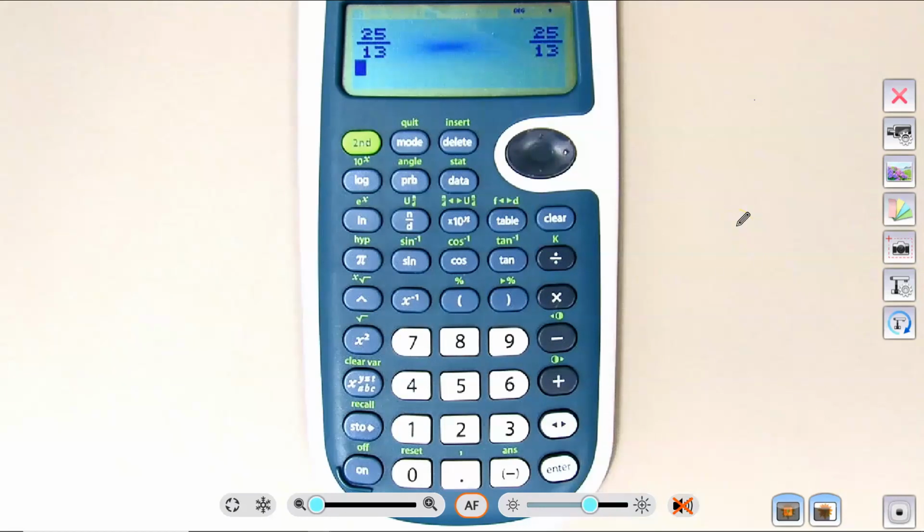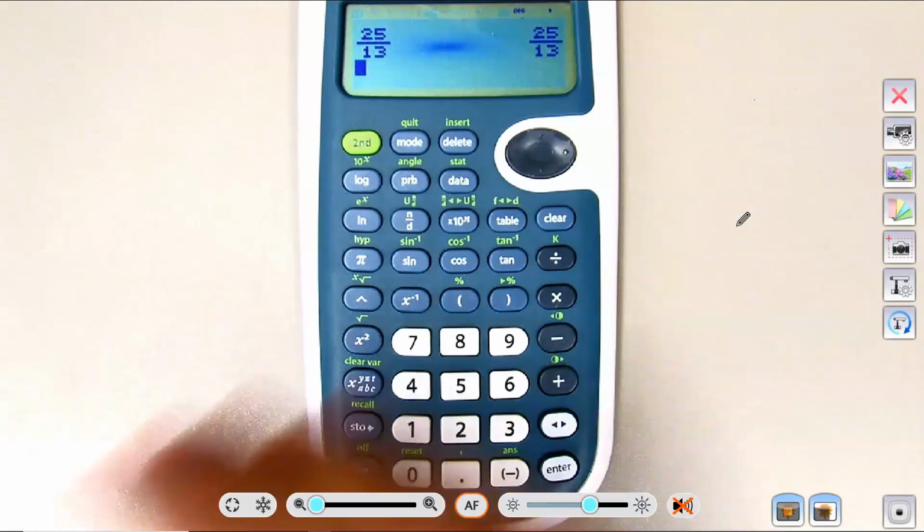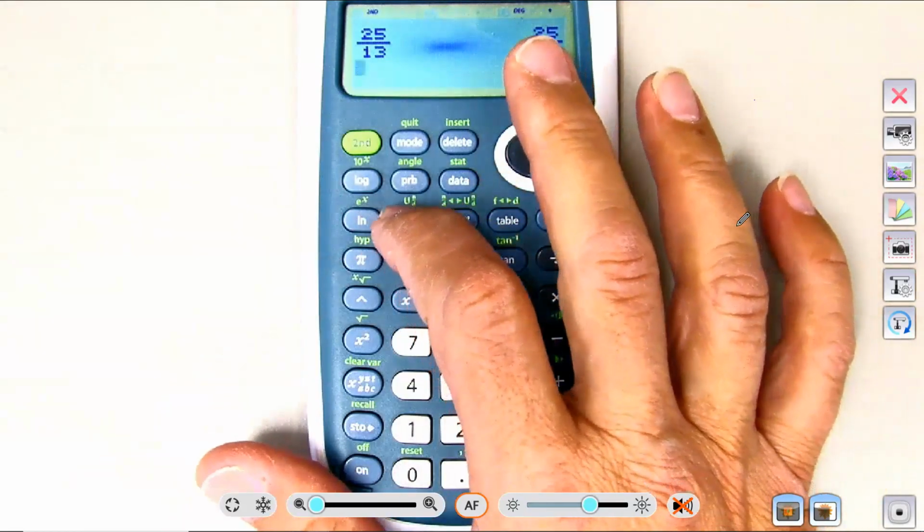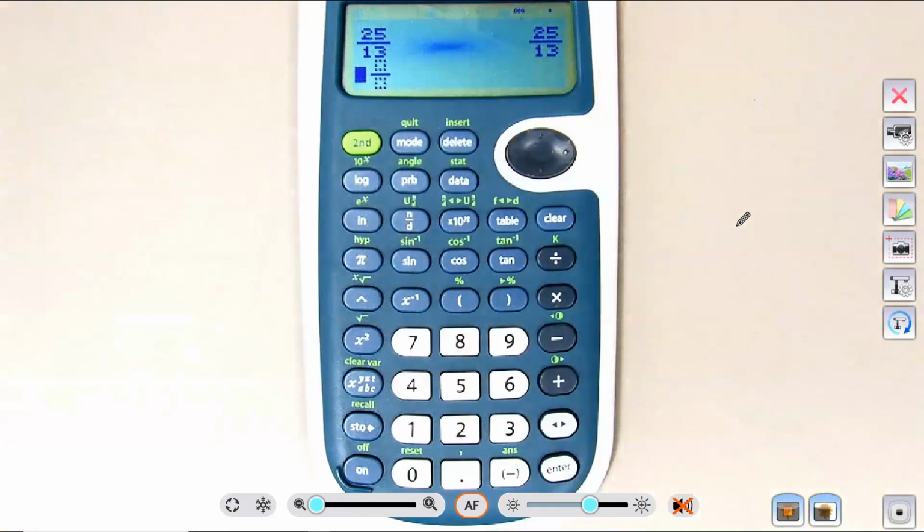Let's look at how we would enter a mixed number into the TI-30XS calculator. So I do so by hitting the second key, followed by the fraction key. Notice that that accesses the mixed number function that is printed in green above the fraction key, and it produces a template on the screen that we can now enter our mixed number with.